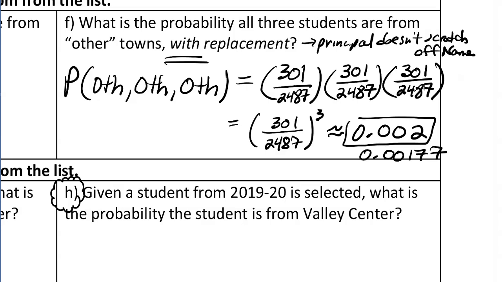But notice this is a very small probability. It would be really unlikely to get three random students from this list of almost 2,500 students where all three students are from other towns. We would expect at least one Escondido in there. There's mostly Escondido and Oceanside students. So it would be really surprising if you had all three students from other towns.